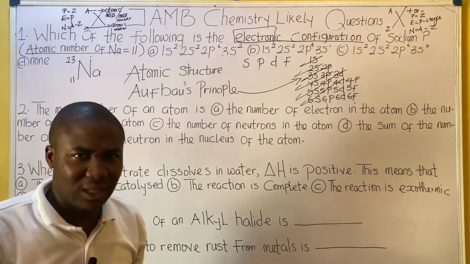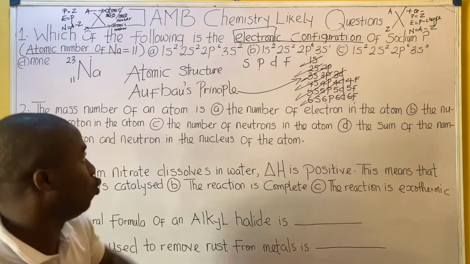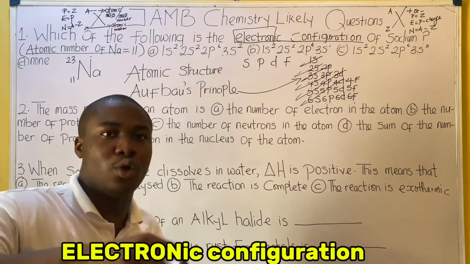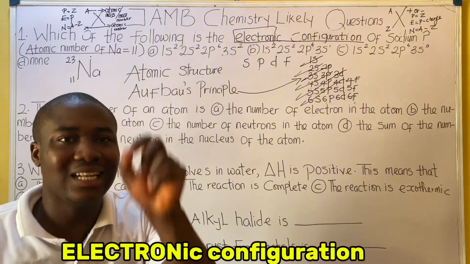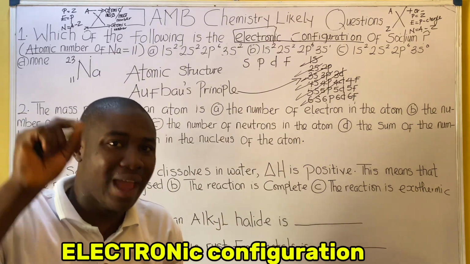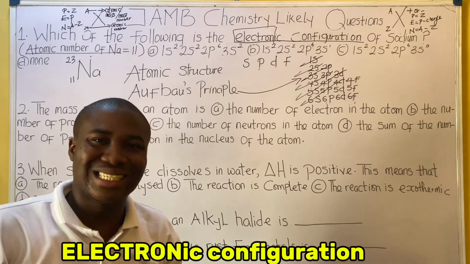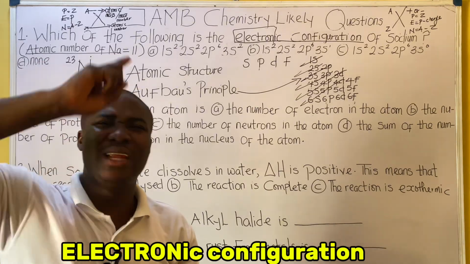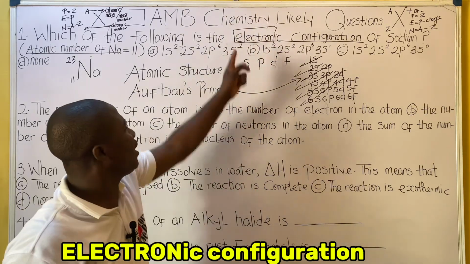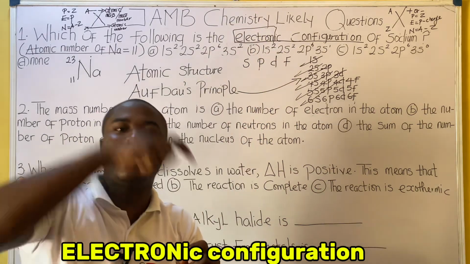So moving further, what are they asking us to do? They are asking us to determine the electronic configuration of sodium. So on that, what exactly do we use to write electronic configuration? That's what I'm trying to explain for you. What we use exactly to write electronic configuration is simply electron number. Are you there? Because you can see from the word electronic, there is electron in it.